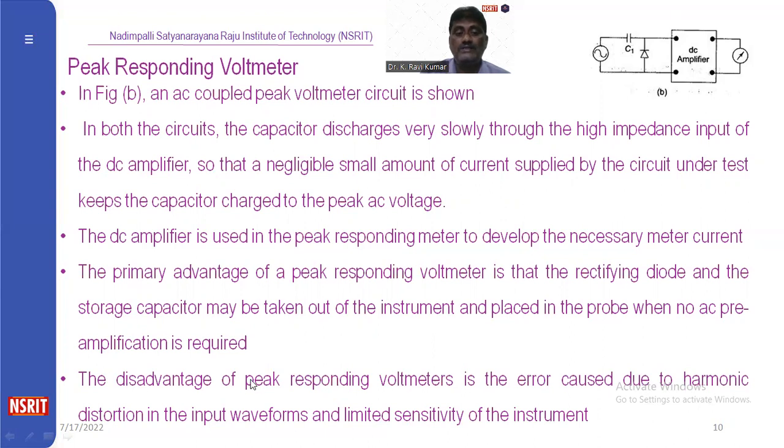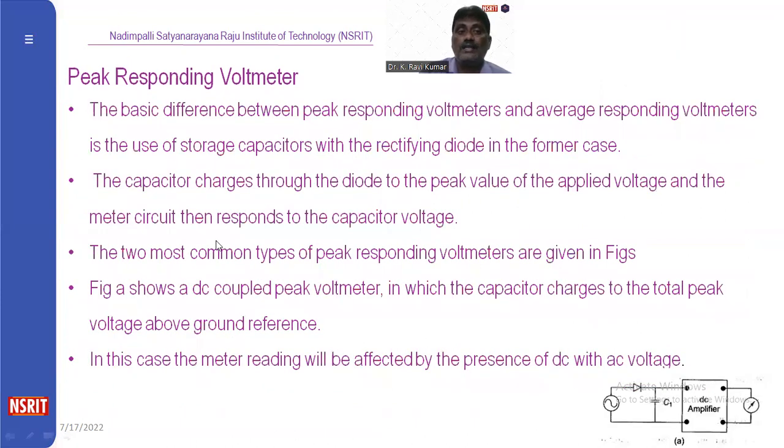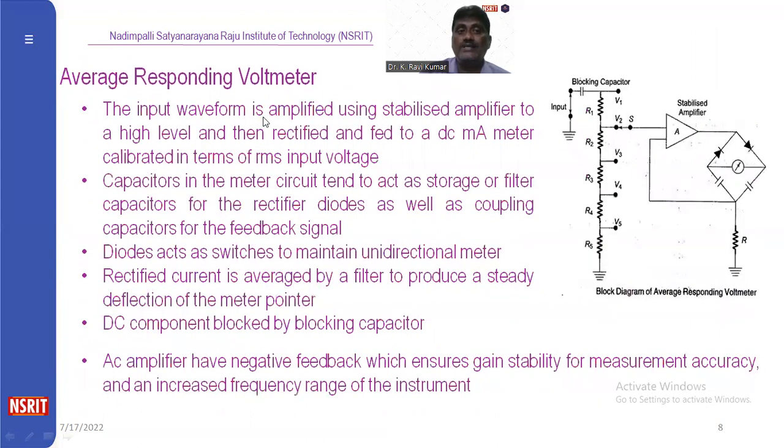The disadvantage of the peak responding voltmeter is the error caused by the harmonic distortions in the input waveforms, that is AC waveforms. That's why the harmonic distortions will occur. In the case of the average responding voltmeter, here we are using a diode, so this type of harmonic distortion will not occur.